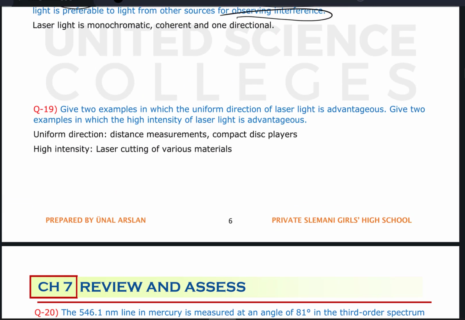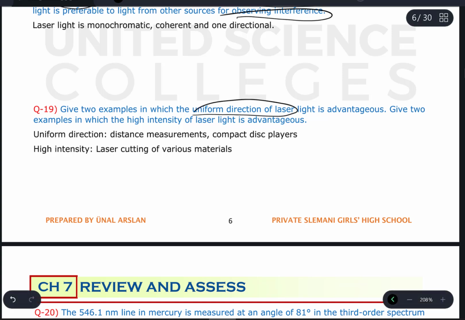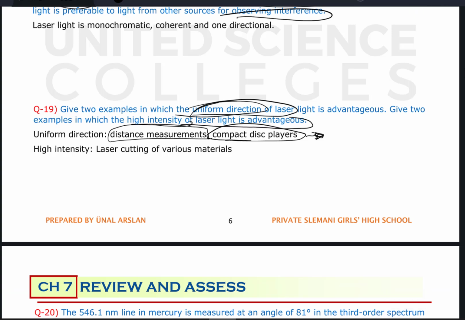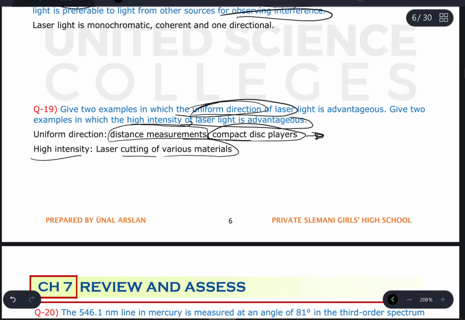Question number 19. Give two examples in which the uniform direction of the laser light is advantageous. Uniform direction of the laser light. Give two examples in which high intensity of laser light is advantageous. Uniform direction means it can travel very long distances. That's why you can use the laser for measuring long distances. And also they are used in compact distance lasers. Even it is written somewhere, the Earth's moon distance is measured this way, by using laser light. High intensity is about the power, a more powerful laser. So you can use a more powerful laser for cutting various materials.